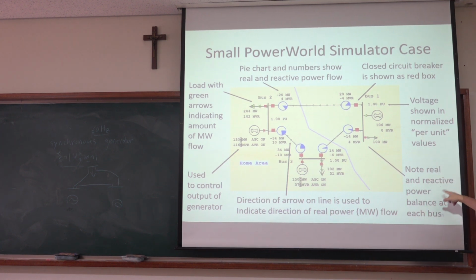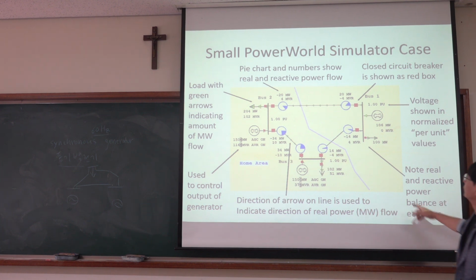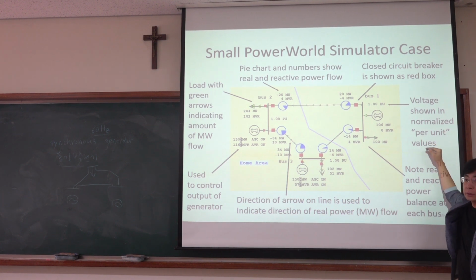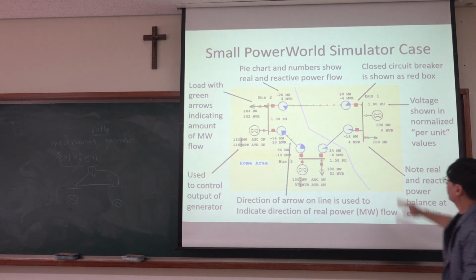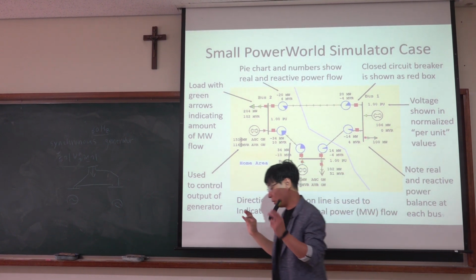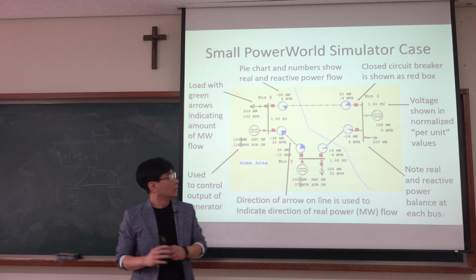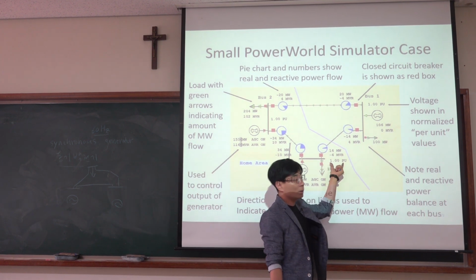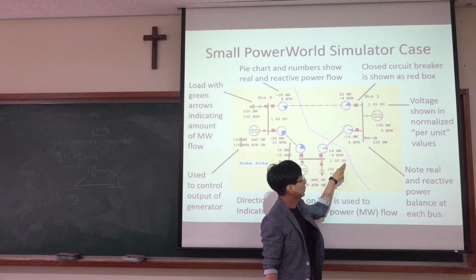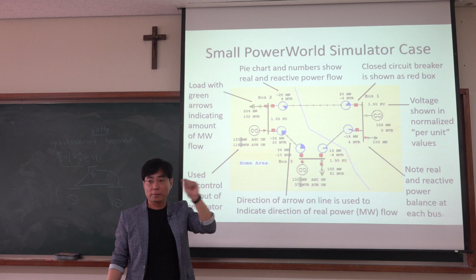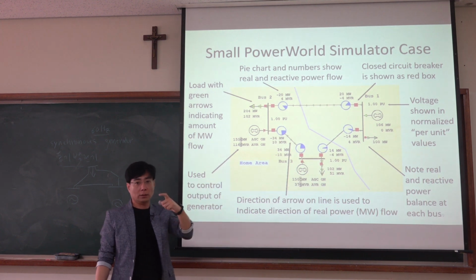Note real and reactive power balance at each bus. I will check that. And the voltage shown in normalized per unit values. Okay, so this active power, reactive power, 100 megawatt or 1000 megawatt. But voltage is always displayed as a normalized value, 1.0 pu. 1.0 pu. Sometimes this is 0.95 pu with some angle. Okay.